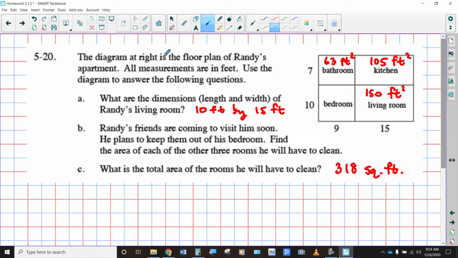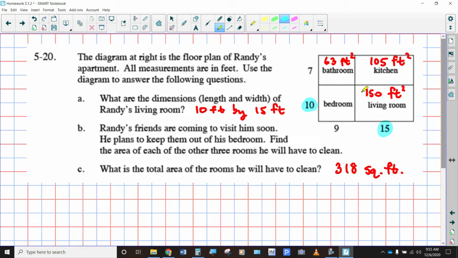The diagram at the right is a floor plan of Randy's apartment. All measurements are in feet. Use the diagram to answer the following questions. What are the dimensions of his living room? So here's the living room right there. If you look at the information that you have on the side, you know it must be 10 by 15. I should be highlighting. 10 by 15.